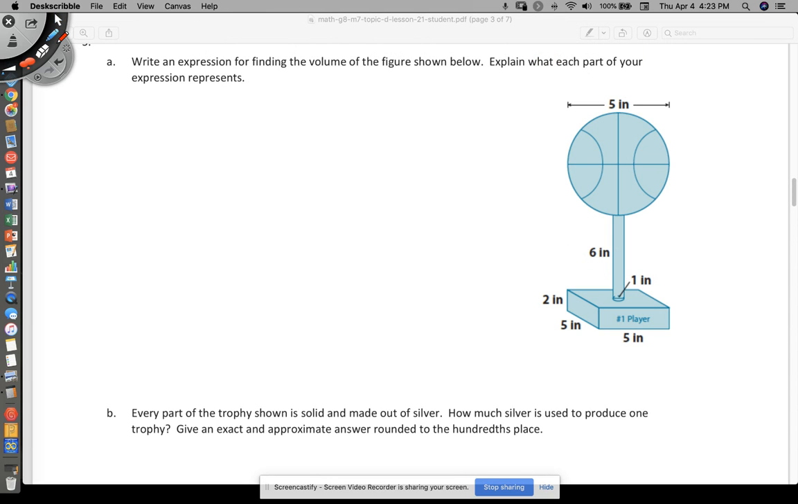So we have a basketball trophy here, and we want to know what is the expression for solving this. So we have several different shapes. We have a rectangular base, we have a cylinder for the post, and then we have a sphere for the ball. So we're going to have 3 different setups. Let's first do the rectangular base. So the rectangular base is going to be length times width times height, plus the cylinder. The cylinder is going to be pi r squared h.